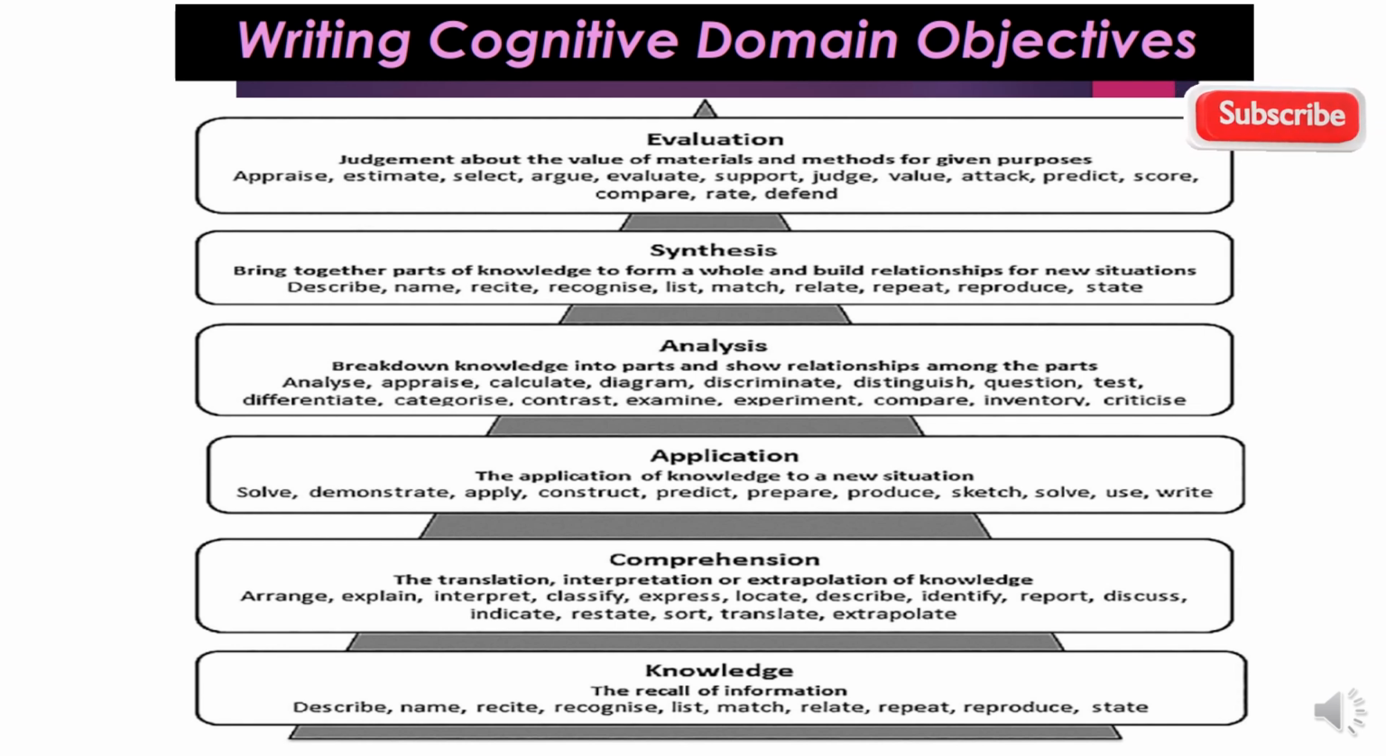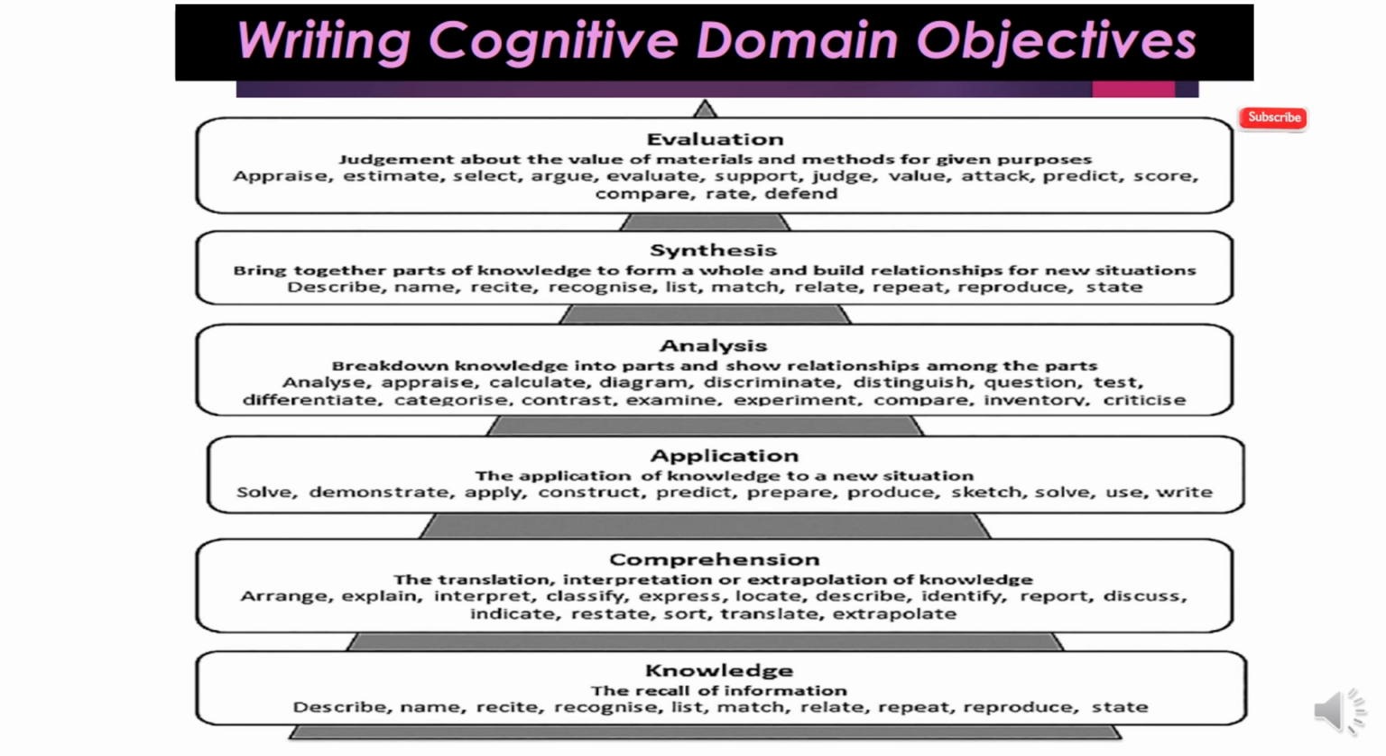Next we have comprehension. In comprehension, the translation, interpretation, or extrapolation of knowledge. So they arrange, explain, interpret, classify, express, locate, describe, identify, report, discuss, indicate, restate, sort, translate, and explain. So these are the parts of the comprehension.